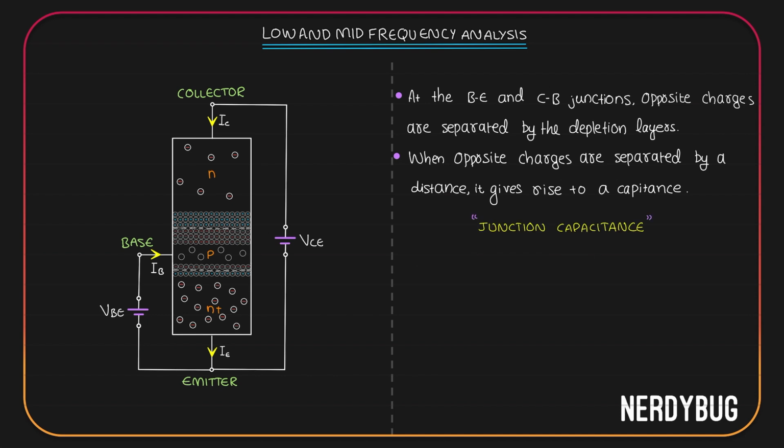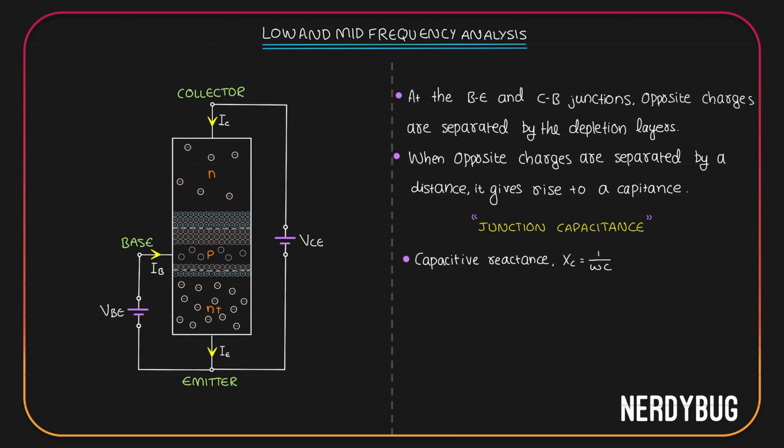Now, we know capacitive reactance is defined as 1 by omega C. Omega is the frequency of the signal, C is the capacitance of the capacitor. Capacitive reactance is inversely proportional to omega. Here, if we assume that our signal is of low or mid frequency, we can assume that omega is a small value and therefore XC is a large value. How does it matter in the performance of our circuit?